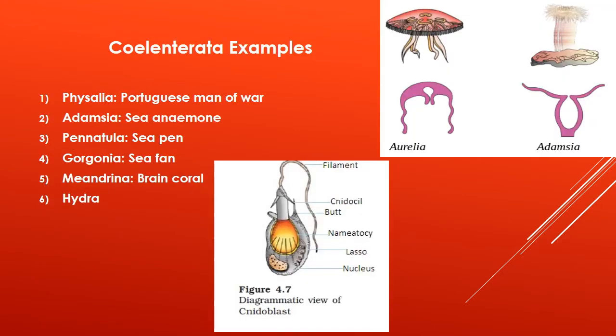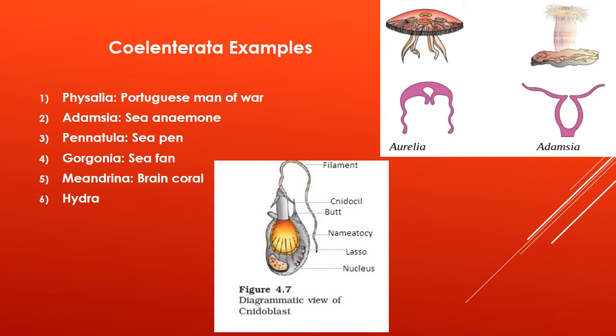Here, in the examples, you could see the diagram. Please remember this. Particularly the diagram of the cnidoblast is very, very important. No need to remember the labelings. This is mainly for defense, anchorage and food capturing. Examples: Physalia, Portuguese man of war; Adamsia, sea anemone; Pennatula, sea pen; Gorgonia, sea fan; Meandrina, brain coral; and Hydra. These are the six examples with their common names. Please remember this, it could be asked as match the following.